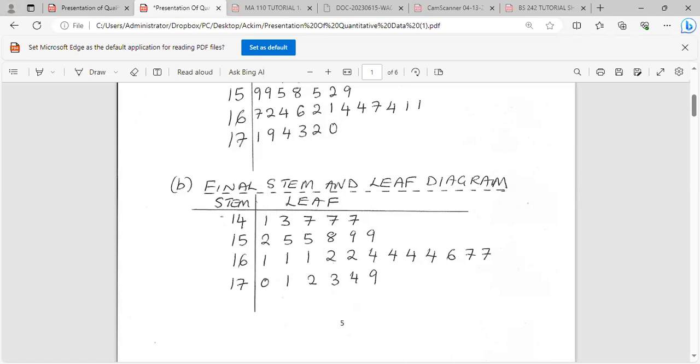What else do they ask? Do they ask for the mean in the stem and leaf? They can only ask for the median. They can ask for the mean if the data is not large. The median, okay. They can ask you. The median is the middle observation, the number that is in the middle. So what you do is you count how many numbers you have.